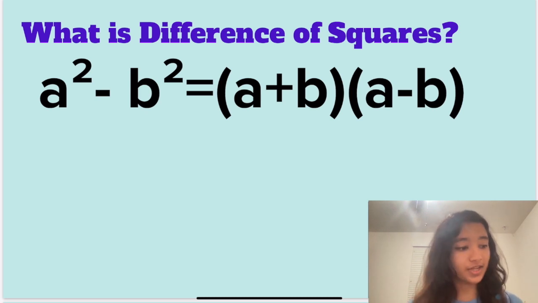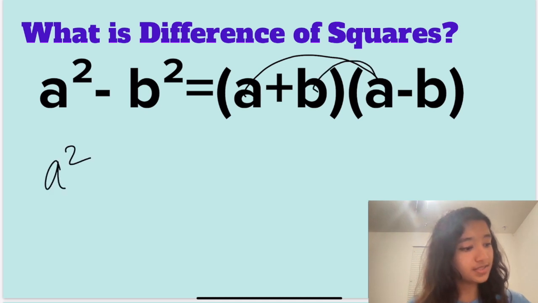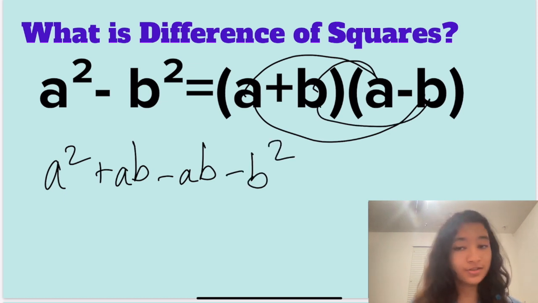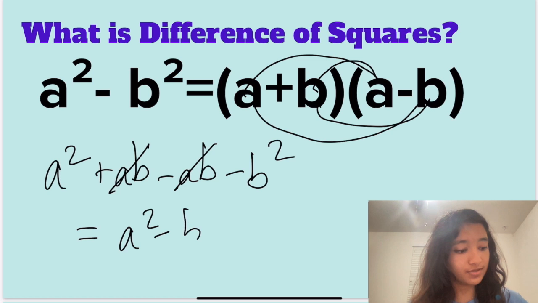If we want to double check this, we can see the reason this works by multiplying out a plus b times a minus b. So a times a is a squared, plus a times b, that's ab, then minus a times b, then minus b times b, so that's minus b squared. We see that ab and minus ab cancel out, and that gets us a squared minus b squared. So we know that formula works.